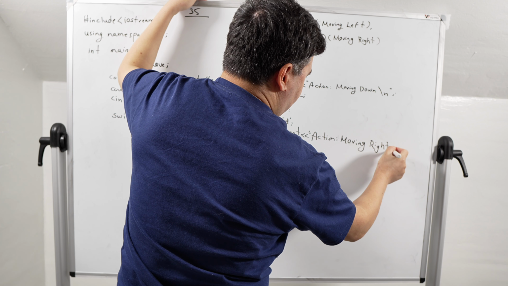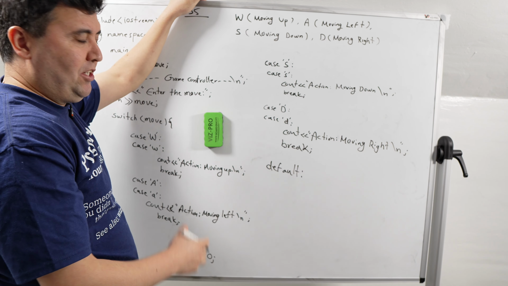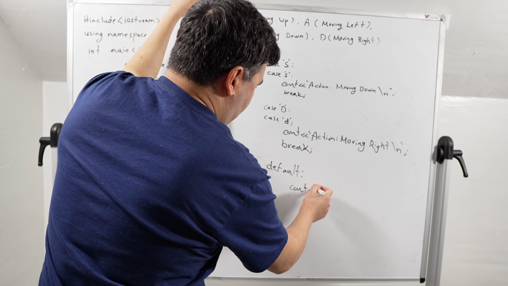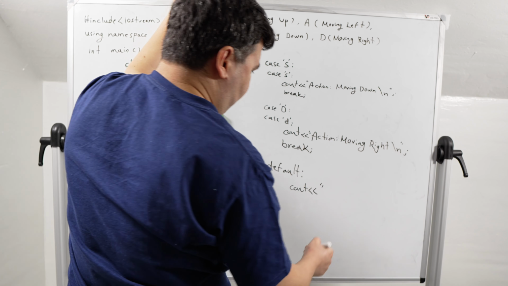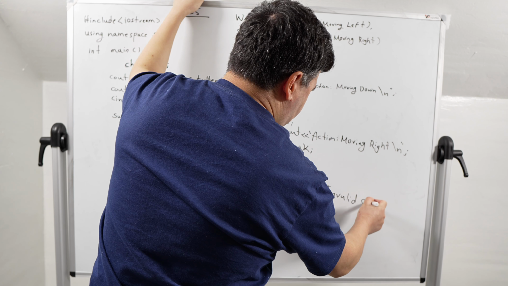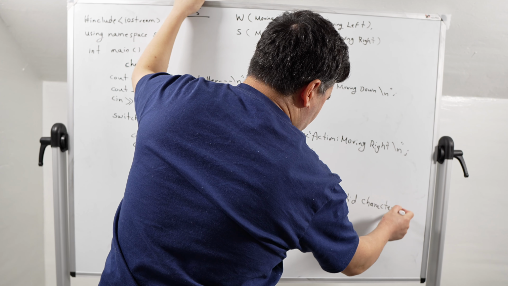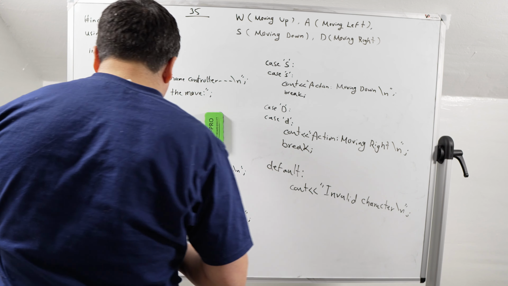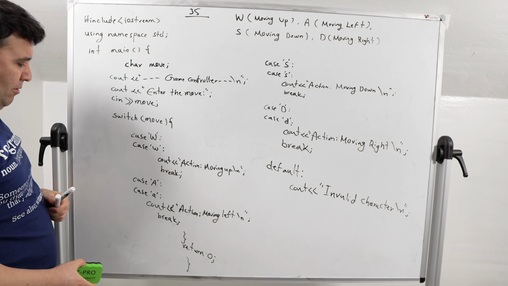And then we have default. In the switch we have default, which runs if none of the above cases are true. This break statement will be executed with the default section of our program. So what I can do here is write cout invalid character. You pressed an invalid character, then \n and a semicolon. And this is our game controller program.